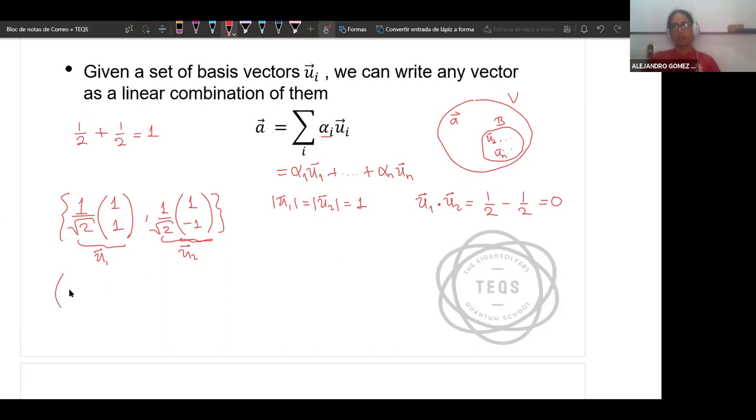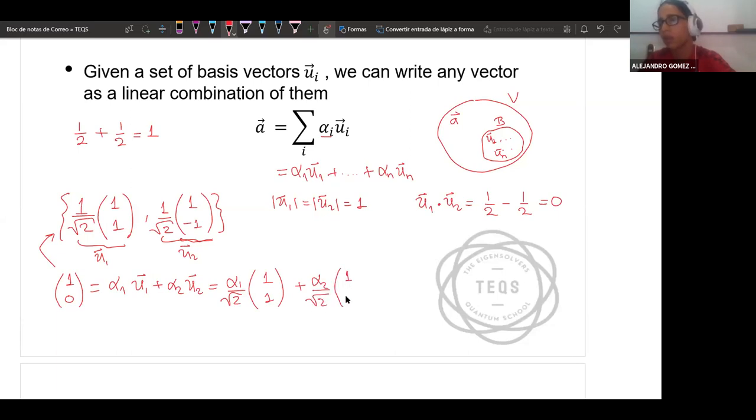So let's take the vector (1, 0) and represent it as a linear combination of these basis vectors. So we have alpha 1 times u1 plus alpha 2 times u2. So this is alpha 1 over the square root of 2, (1, 1), plus alpha 2 over the square root of 2, (1, -1). If we add the components, we get 1 over the square root of 2 times (alpha 1 plus alpha 2, alpha 1 minus alpha 2). Then we need this vector to be equal to this one.